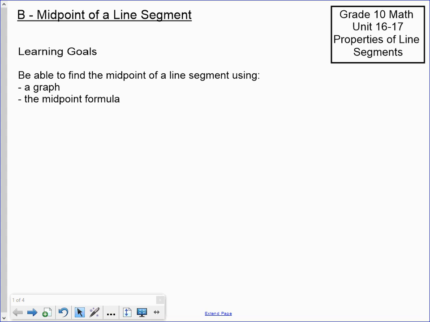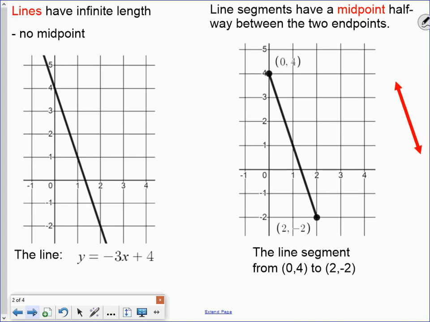All right, in our last lesson, we looked at how you find the length of a line segment, and we reviewed how you find the slope of a line segment. In this lesson, we're going to look at how you find the midpoint of a line segment. So by the end of today, you should be able to find the midpoint of a line segment, first being able to if you're given a graph of the line segment, but more importantly, using the midpoint formula. So we're going to look at that formula and where it comes from.